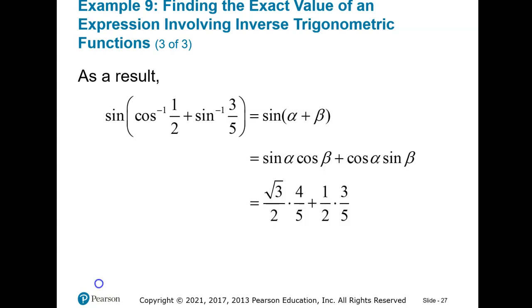And now I can plug in everything that I need back into the expression. So I had the 1/2 and the 3/5 from that cosine alpha sine beta, but now I know that the sine alpha is the square root of 3 over 2, cosine beta is 4/5, and I can combine that. Right, it's not the prettiest looking number, but it is the exact value of the sine of the sum of those two inverse trig functions.